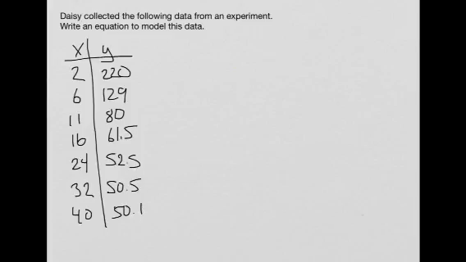For our last problem, Daisy's up to bat, and she has done some experiment of her own, and she has collected the following data. We need to write an equation to model this data. So anytime you're going to need to do this, write an equation to model data, in order to choose what equation, what form you're going to need to use, you need to look at the scatter plot. So let's plug this table into the calculator and have it generate a graph for us.